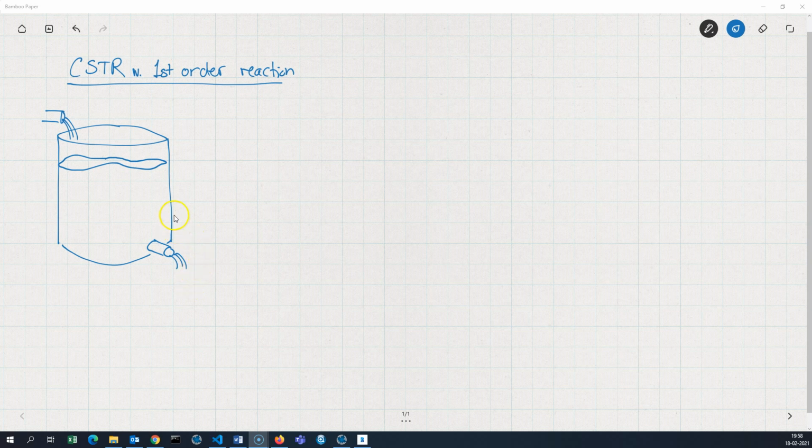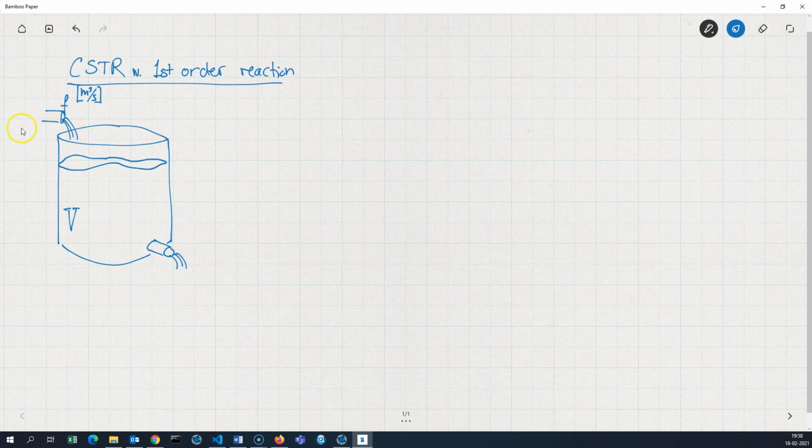So we're going to be looking at a CSTR, a continuously stirred reactor, in which a first order reaction takes place. So we have a reactor with a constant volume V. We have an inflow F. Remember, that's cubic meters per second or liters per minute, liters per second, or any other matching unit.